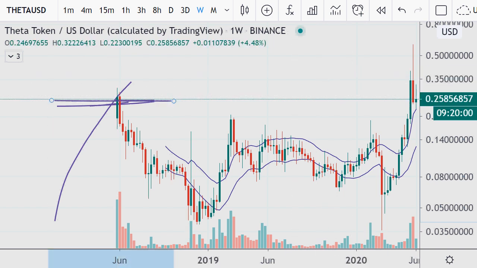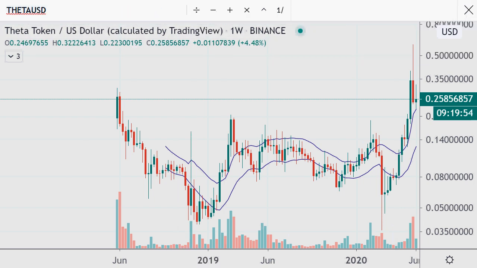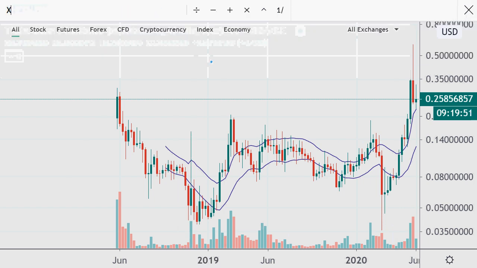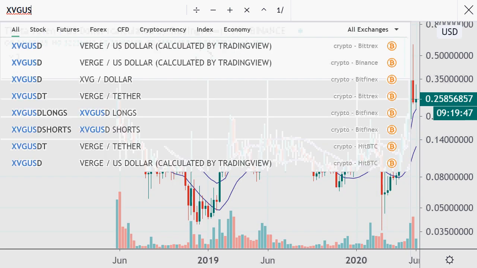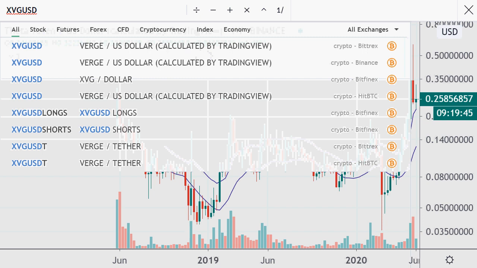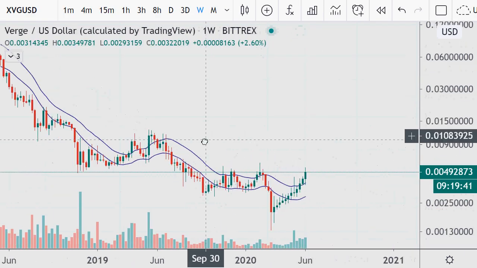So anyway, moving on next to Verge. The reason I want to bring Verge up is because I know it's been rallying a little bit lately, I think, but it's gotten its ass kicked so much, it's not going to look anywhere near as good as even all the altcoins, I think. So let's just go ahead and take a look at it.